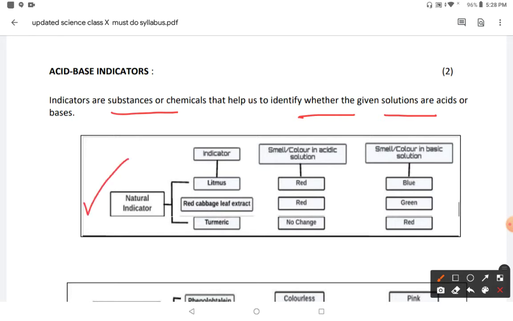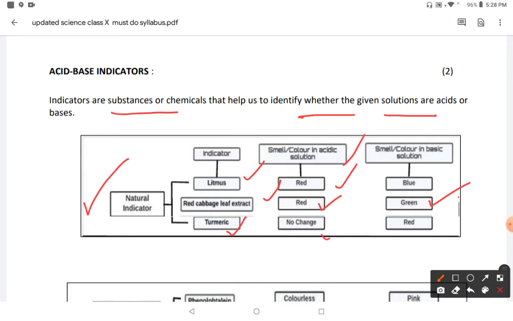Natural indicators are those like litmus, which is obtained from the lichen plant, red cabbage leaf extract, and turmeric. The color may change in the acidic medium: blue litmus turns red, so it is acidic. If red litmus turns blue, it is basic. Red cabbage leaf extract becomes red in the acidic solution and green in the basic solution.